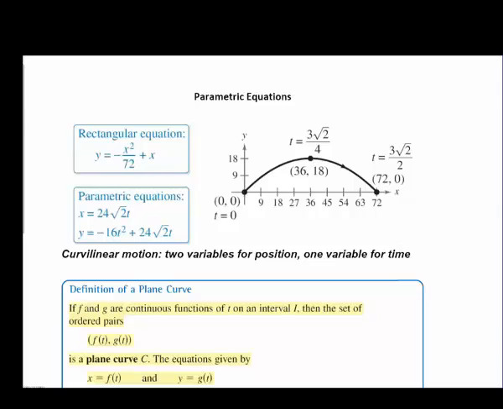So for example, if you throw a ball, you would have the height, the highest point that that ball goes in the air, and then you would also have the horizontal distance where it lands. But then we also have a variable for time. How long does it take to reach that maximum? How long does it take to hit the ground again? And so then we have three variables there. We have two for distance or position and one for time. So we're going to look at how we can solve problems like this.